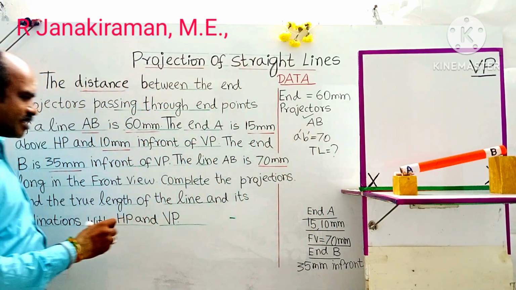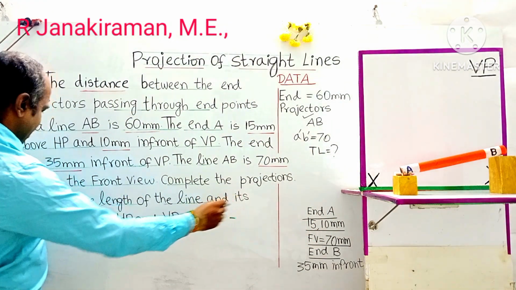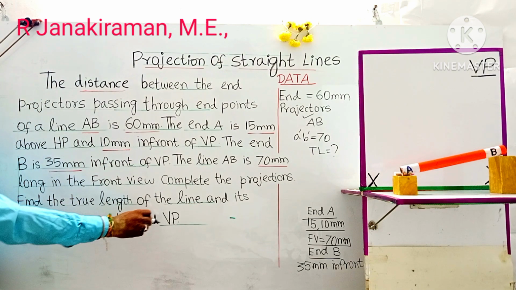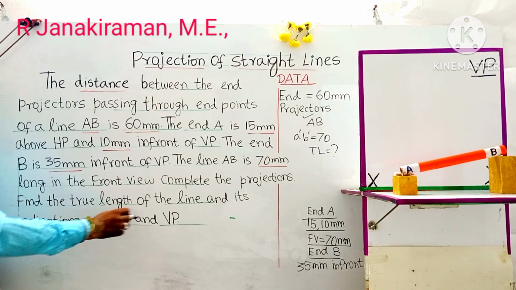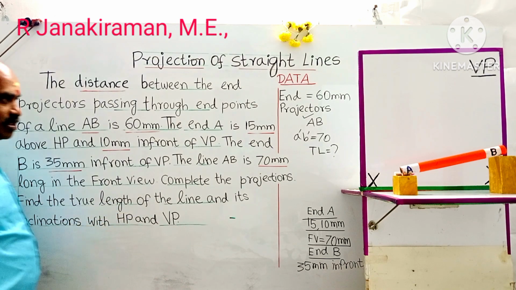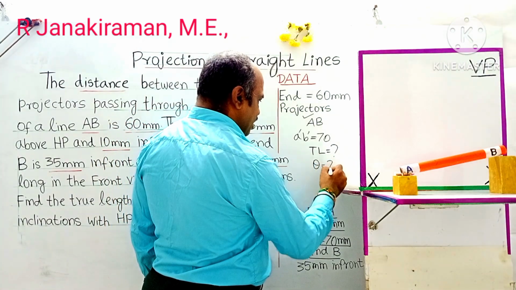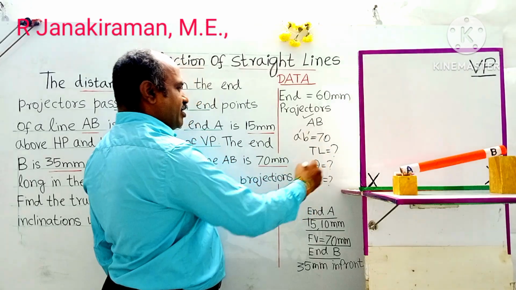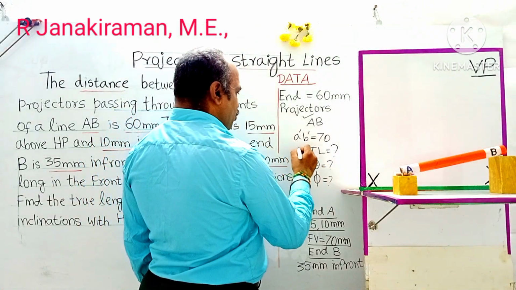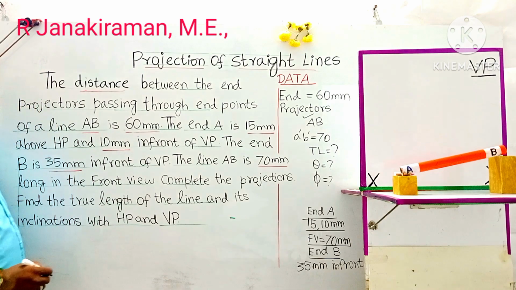And further, it is asked to complete the projections and also find its inclinations with the HP and VP. The true inclination with HP is theta, and the true inclination with VP is phi, is the notation. So we have to find theta equal to question mark, phi is the true inclination with VP. You have to find out these three things. TL is the true length, theta is true inclination with HP, phi is true inclination with VP.